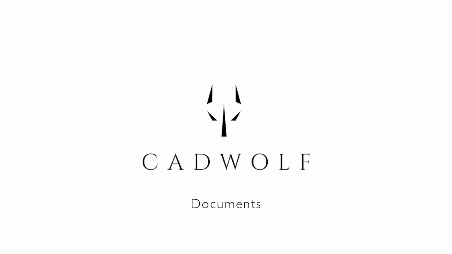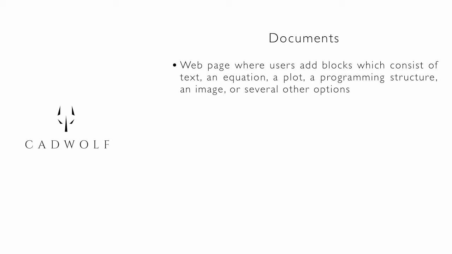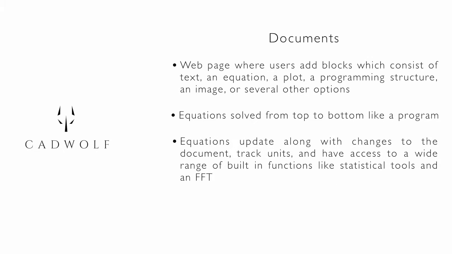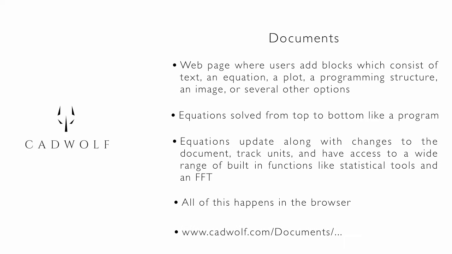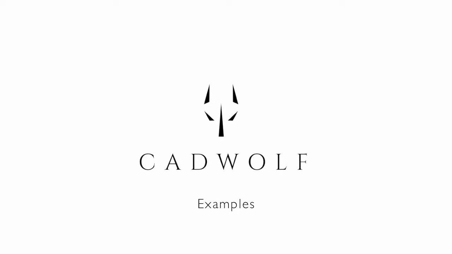A document is simply a web page that users add content to. This content can be text, images, equations, charts, and other items. Equations in the document are solved from top to bottom just like a program. They update automatically, track units, and have access to a wide variety of built-in functions like statistical tools and an FFT. All of this is done within your web browser with the phrase documents appearing at the beginning of the URL. Let's go through some examples to show just how powerful the platform is.